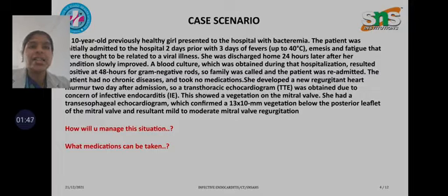So a transthoracic echocardiogram was obtained due to concern of infective endocarditis, and this showed vegetation on the mitral valve. She had a transesophageal echocardiogram, which confirmed a 13 by 10 mm vegetation below the posterior mitral valve leaflet, and resulted in mild to moderate mitral valve regurgitation.